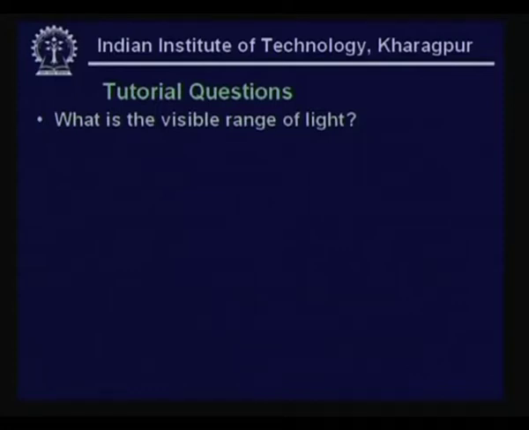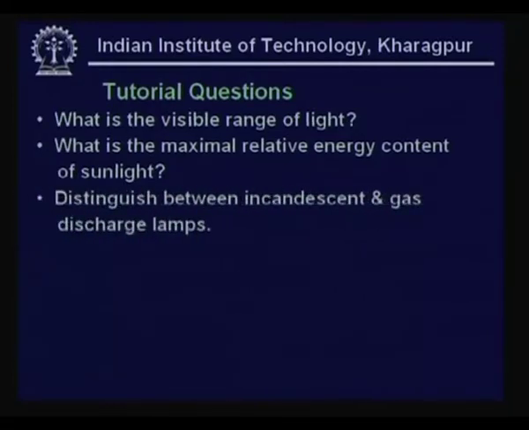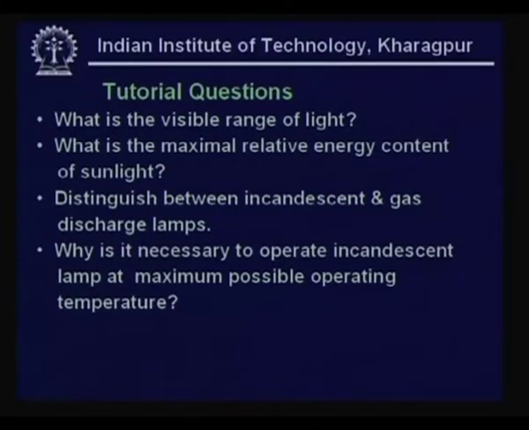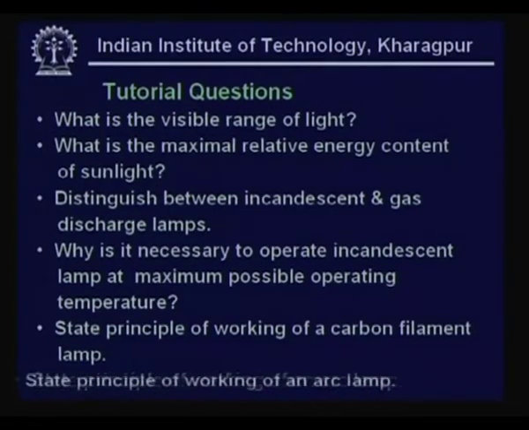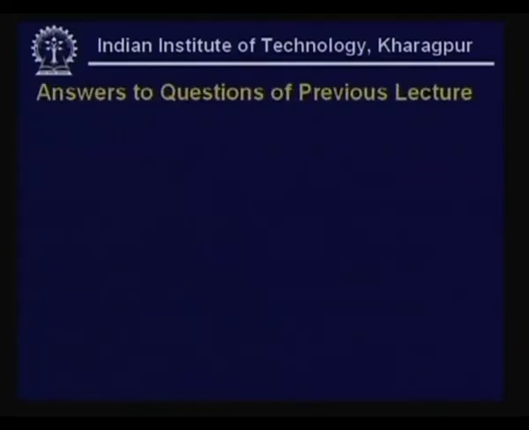The first question could be, what is the visible range of light? Where is the maximal relative energy content of sunlight? Distinguish between incandescent and gas discharge lamps. Why is it necessary to operate an incandescent lamp at the maximum possible operating temperature? State the principle of working of a carbon filament lamp. State the principle of working of an arc lamp. Now, some of the questions that were posed in the previous lecture, let us try to answer them.